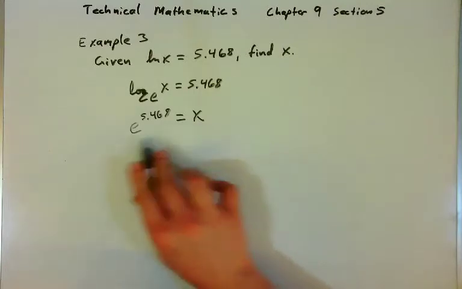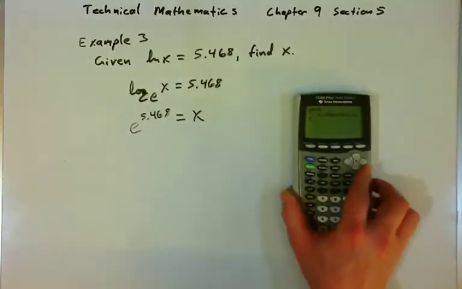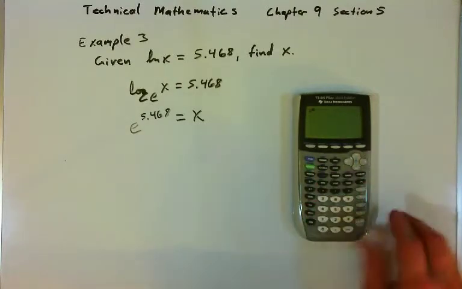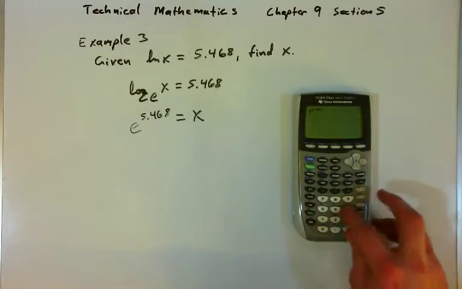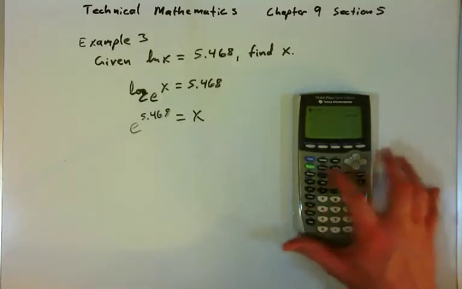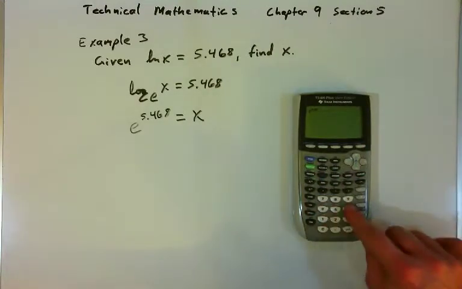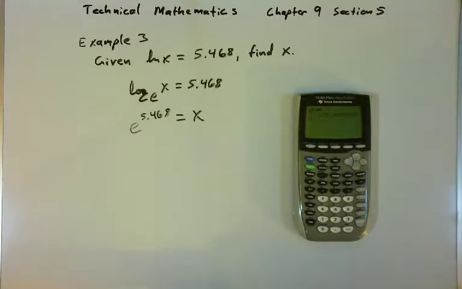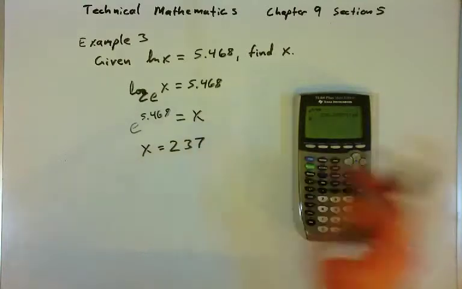And so we've solved the equation for x. If we take e to the 5.468 power, we will find x. And so that's what I'll do. I'll take e to the x, e to the 5.468 power, and we get 237, roughly, 237.